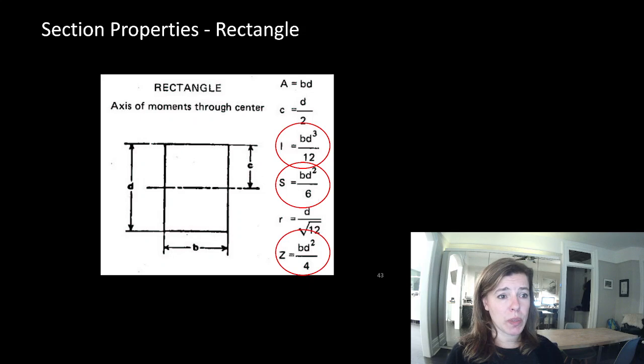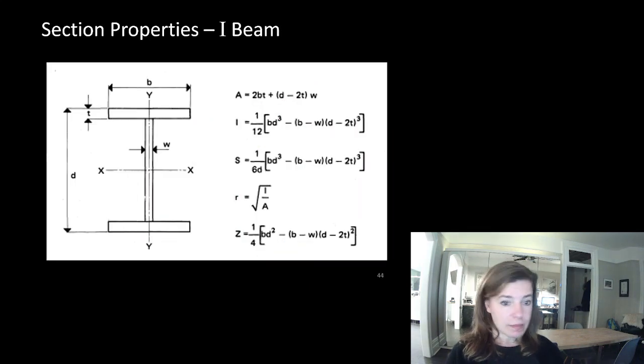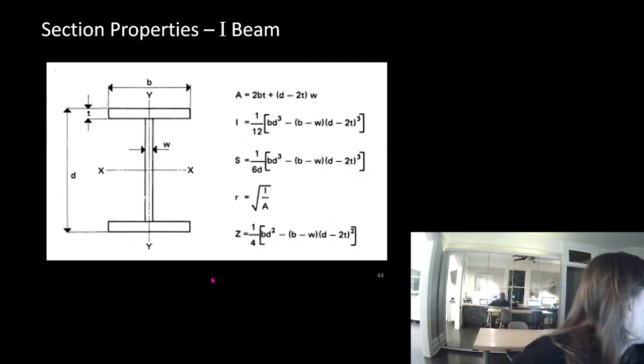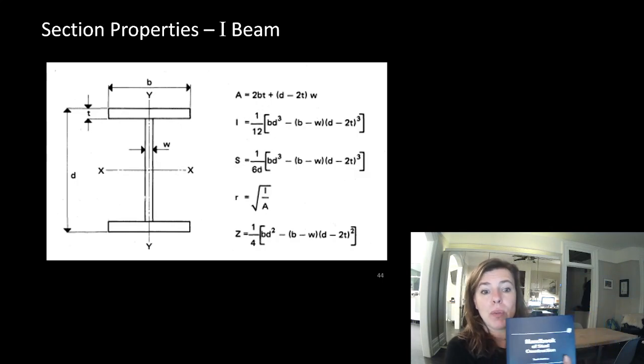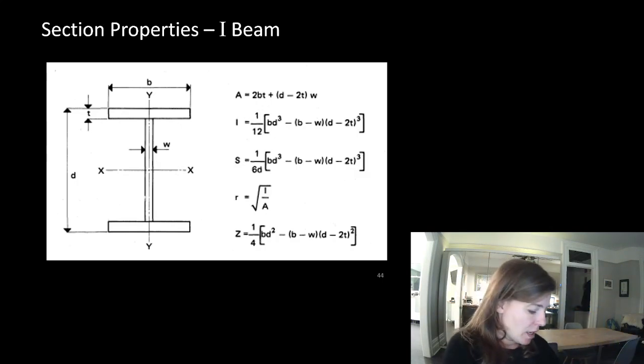So those are the ones we just talked about. You can calculate it for an I-beam. Look, they're kind of messy. What if there was an even easier way to get the I-beams? What if we weren't just making up sections that we wanted to use? What if there was a book of the normal shapes that we would possibly use?